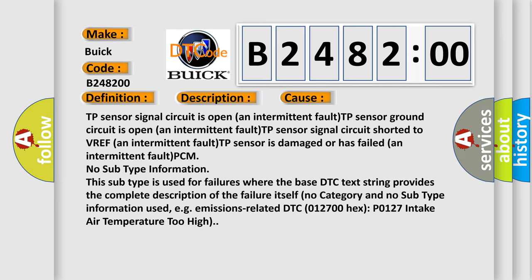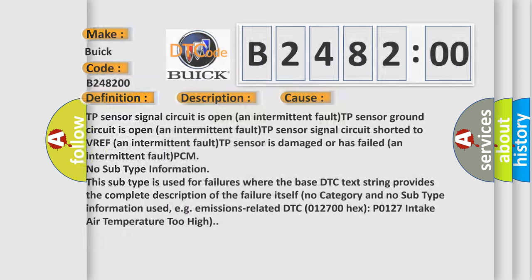PCM no subtype information. This subtype is used for failures where the base DTC text string provides the complete description of the failure itself. No category and no subtype information used, e.g. emissions related DTC. C012700 hex P0127 intake air temperature too high.